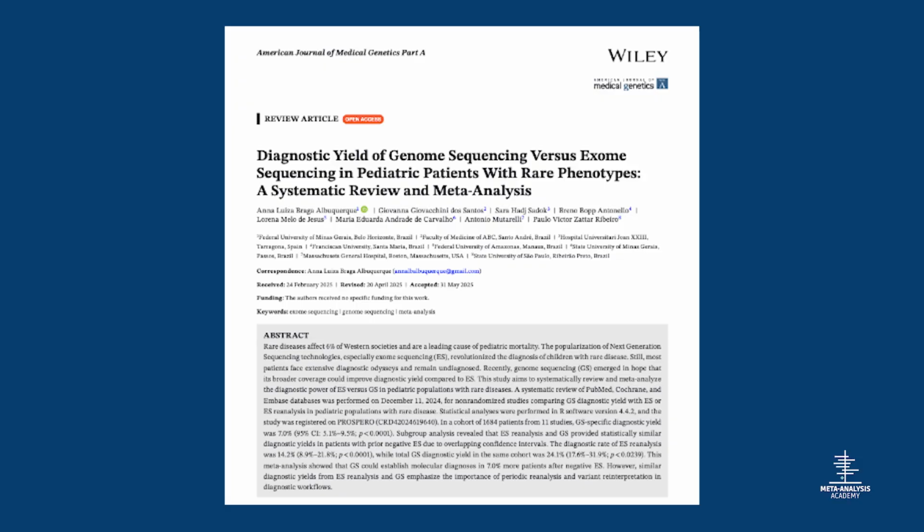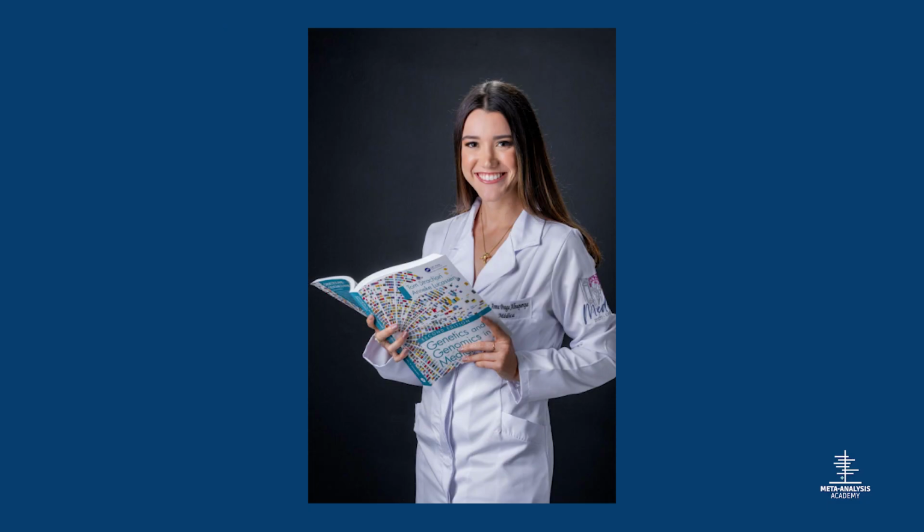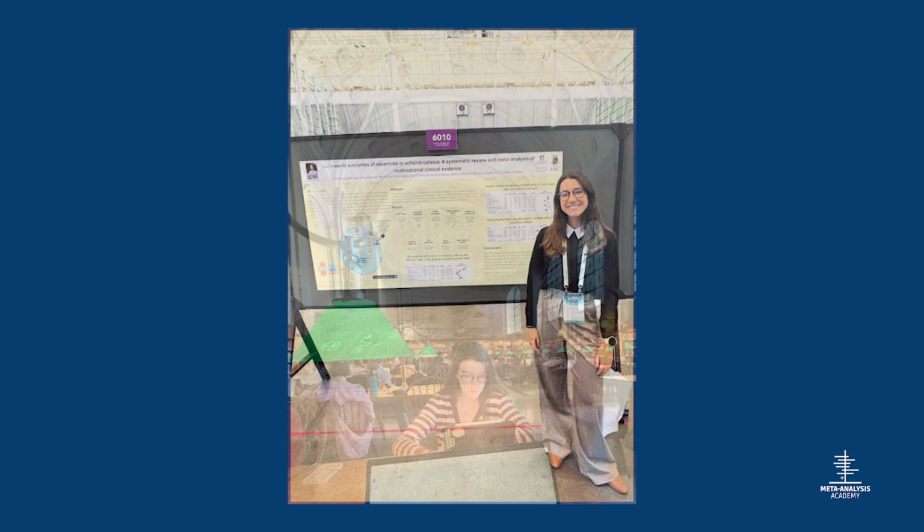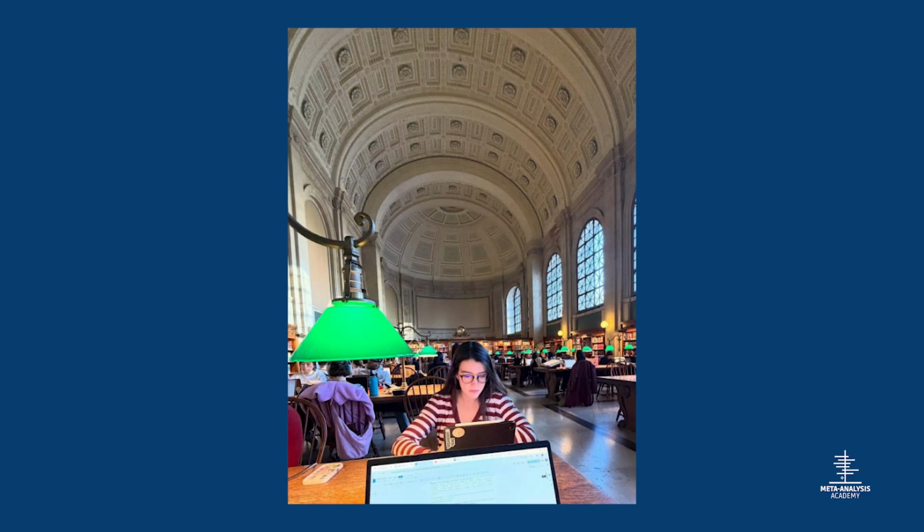So in the example that I'm going to show you today, we're going to look at this specific paper. It's by one of our students in the Meta-Analysis Academy. Her name is Ana Braga. Ana is a fifth-year medical student, and she has a unique interest in medical genetics. Even as a junior in her career as a medical student, she's presented at the European Conference in Genetics in Milan. She's also presented in Boston at the American Conference in Genetics. That's the ASHG. But she also published this very interesting paper in the American Journal of Medical Genetics. And that's what we're going to do a deep dive in.